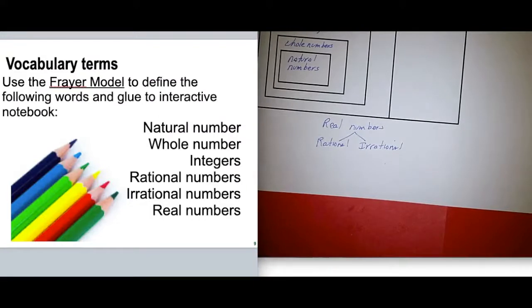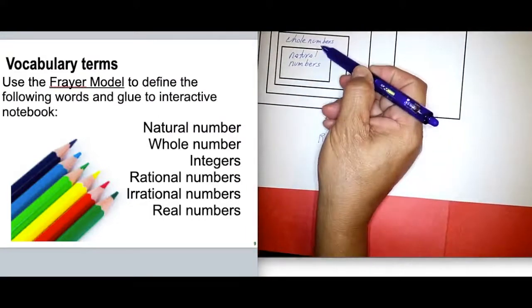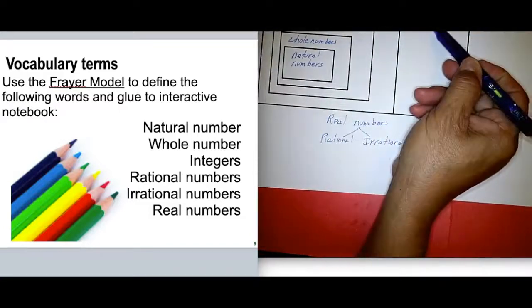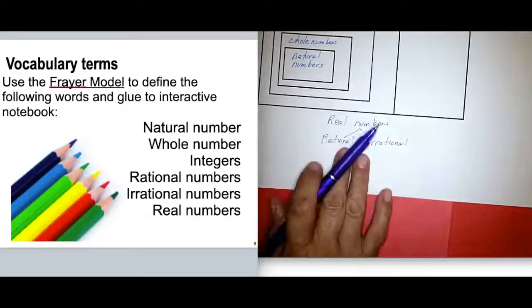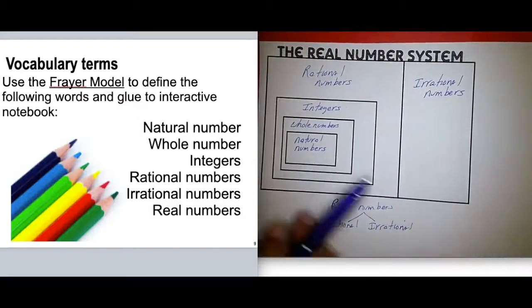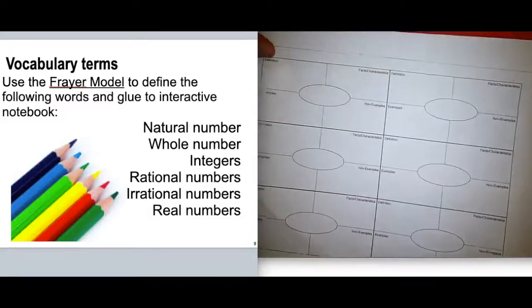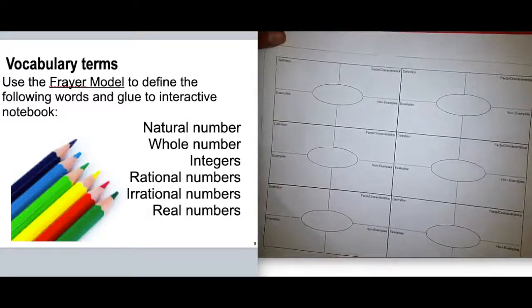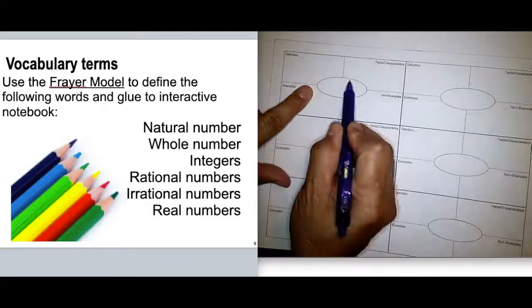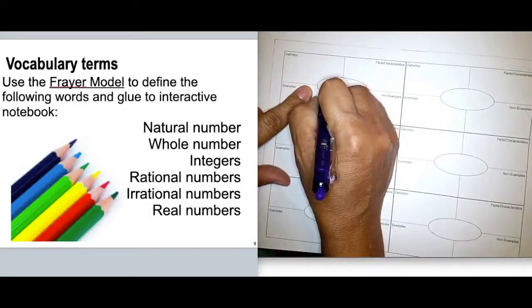Okay, so let's go ahead and look at our vocabulary words. Natural numbers, whole numbers, integers, rational, irrational, and all of these compose the real number system. So let's go ahead and set up the Frayer model for these vocabulary words. In the center of the oval, we write the vocabulary word.